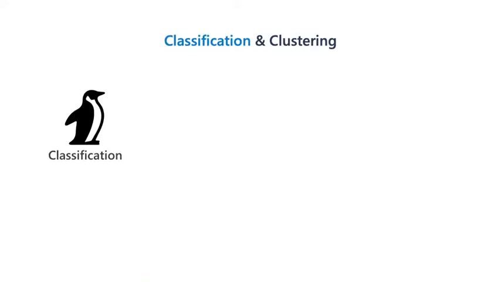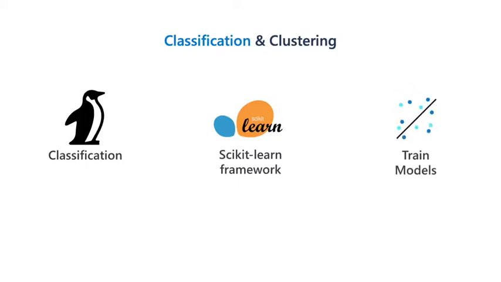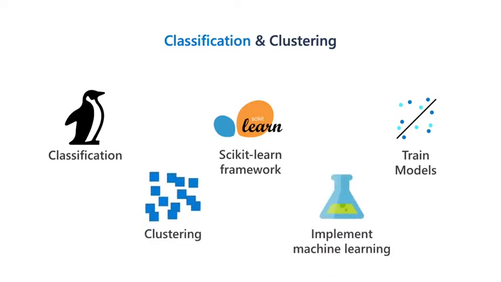Classification is a kind of machine learning used to categorize items into classes. In this module, you will learn how classification can be used to create a machine learning model that predicts categories or classes. You will use the scikit-learn framework in Python to train and evaluate a classification model. You will also learn how clustering can be used to create unsupervised machine learning models that group data observations into clusters. You will use the scikit-learn framework in Python to train a clustering model.